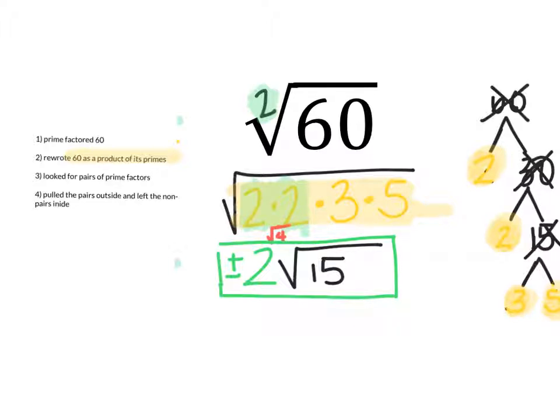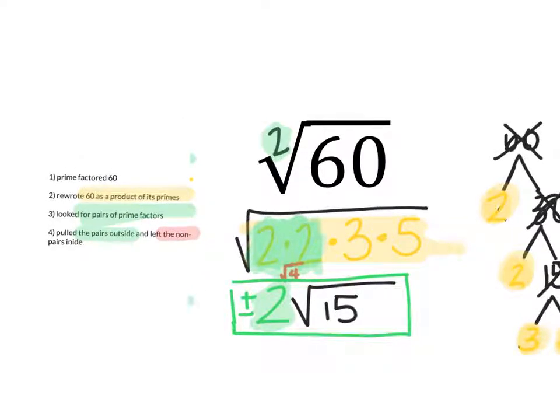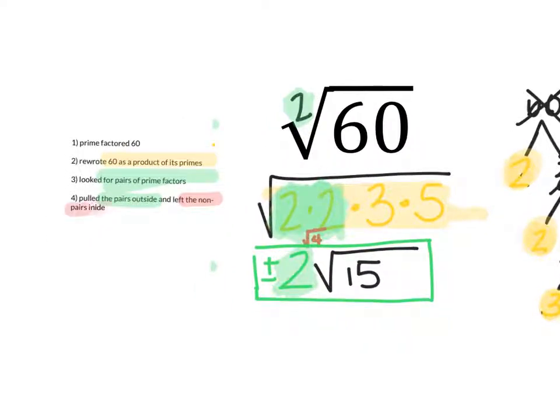The next thing I did was I looked for pairs of prime factors, which came from when I looked for this 2 times 2 here, and those pairs came outside, which is where I got that 2 that was on the outside. So I pulled the pairs outside, and then I left the non-pairs inside. So whatever my non-pairs were, that's what ended up on the inside. That should say inside. But those non-pairs end up on the inside, which is where that 15 came from.